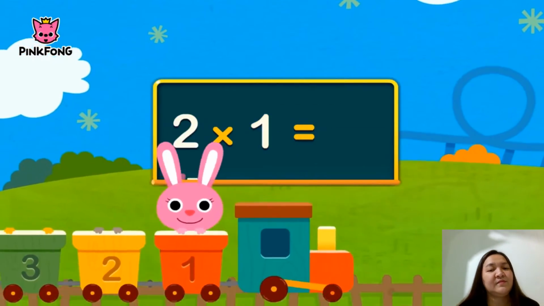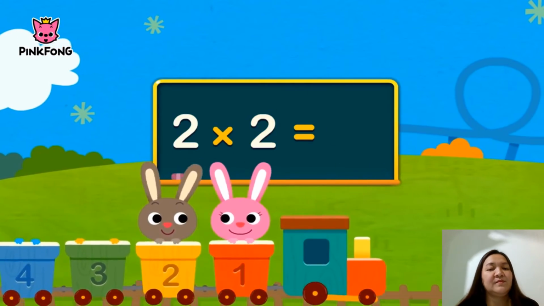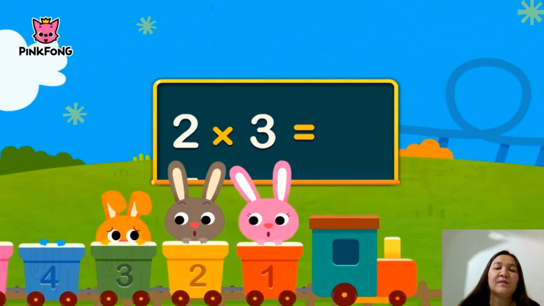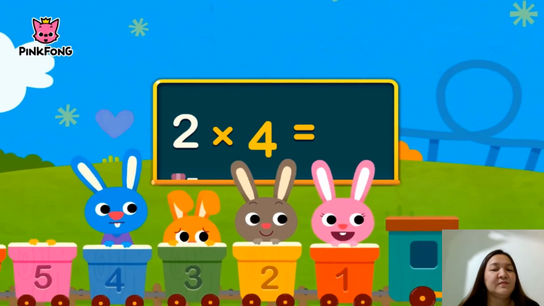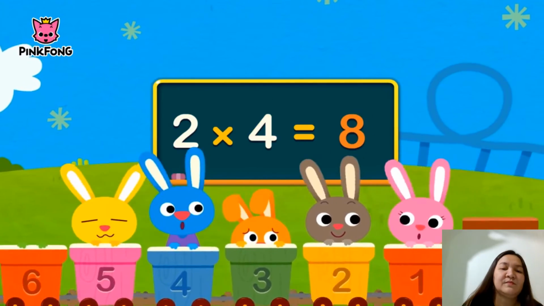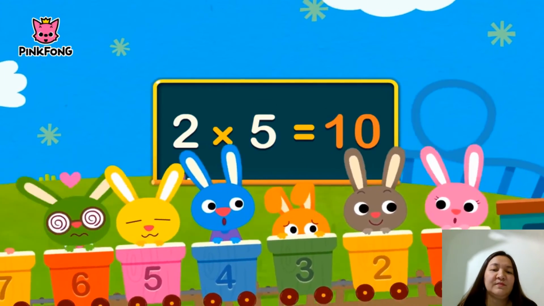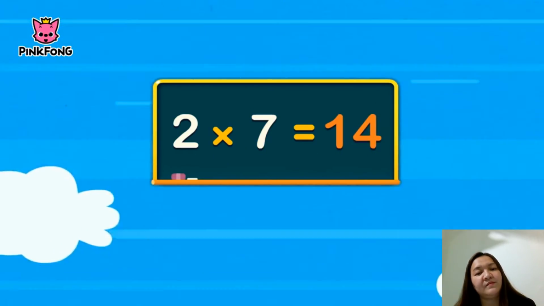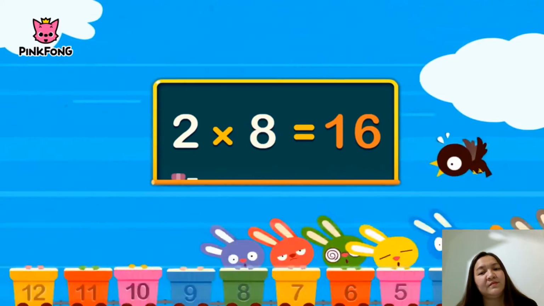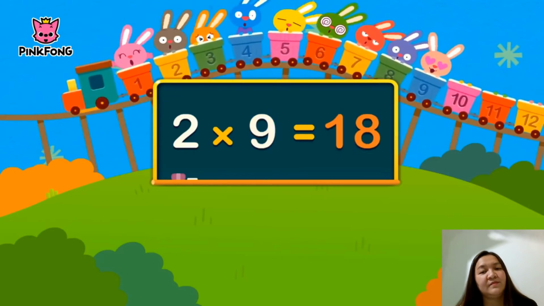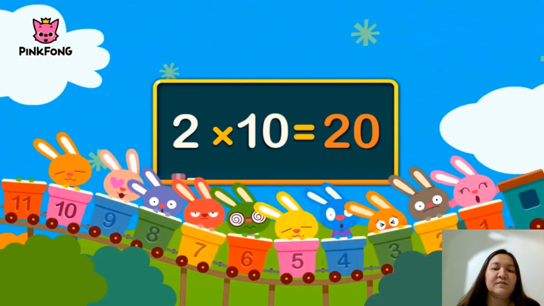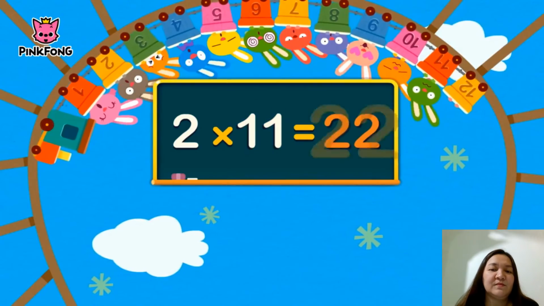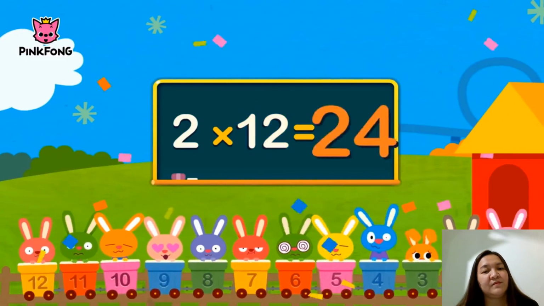Two times one is two. Two times two is four. Two times three is six. Two times four is eight. Two times five is 10. Two times six is 12. Two times seven is 14. Two times eight is 16. Two times nine is 18. Two times 10 is 20. Two times 11 is 22. Two times 12 is 24.